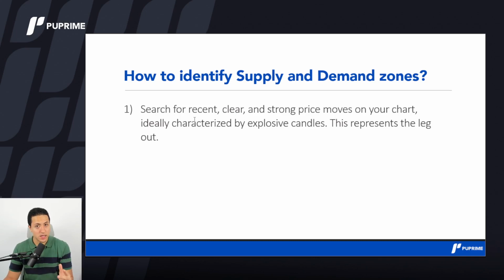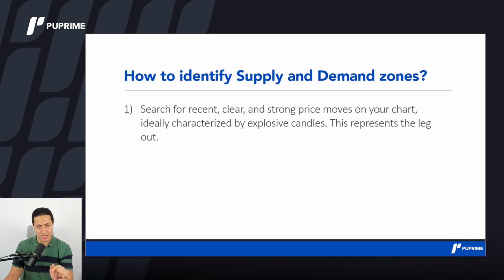This is ideally characterized by explosive candles. Now we will start to combine what we have known about candles with what we have known about supply and demand. If you're looking for a leg out, which is the first step of identifying supply and demand, I want you to look at explosive candles. Some of you got confused with the knowledge checkpoint, but believe me, when we check the charts, you will just say, this is an explosive candle. So it's pretty simple to get. So search for explosive candles, recent candles, clear with strong price moves.